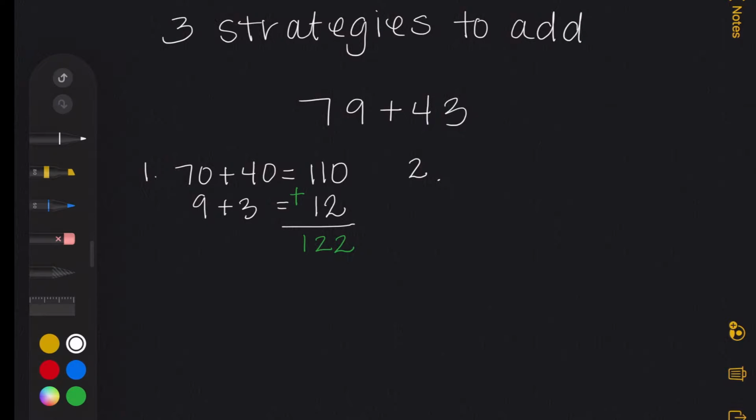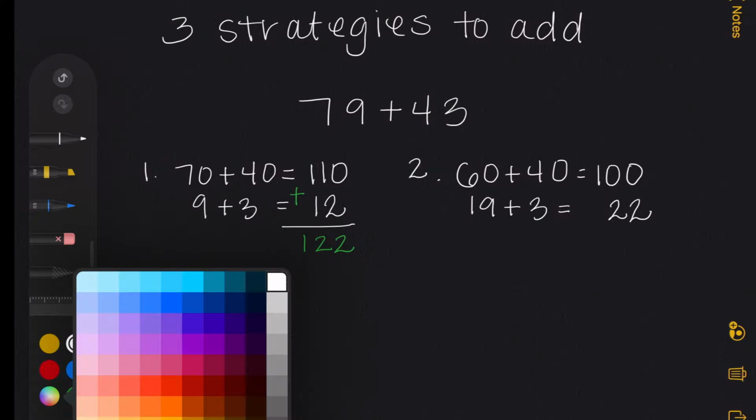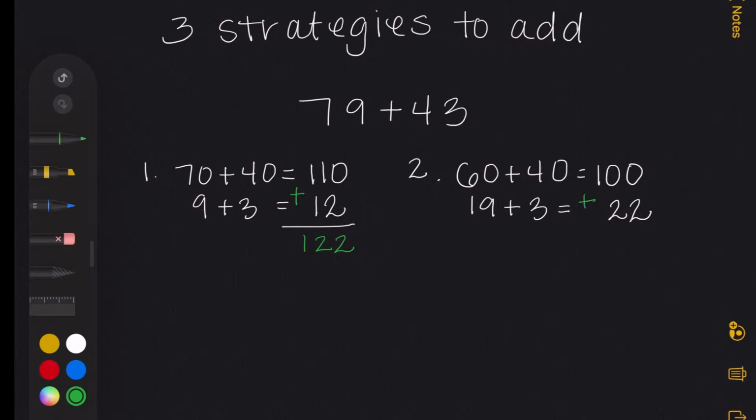A second strategy to add this would be 60 plus 40, which would give us 100. Next, we would add the remainder, 19 plus 3, which would give us 22. Adding 100 plus 22 would give us 122 again.